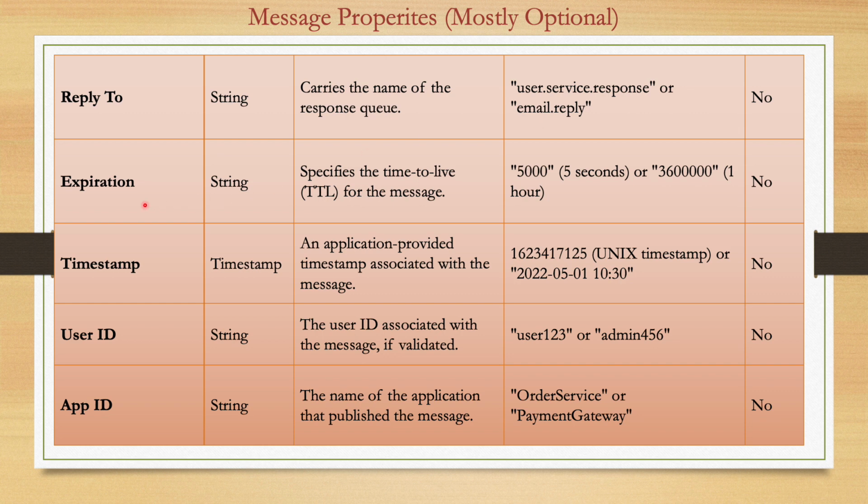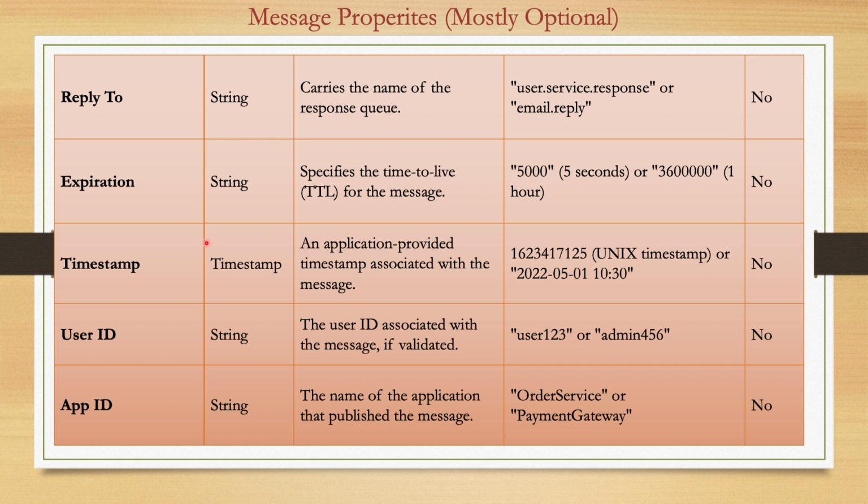Expiration. Expiration specifies the time to live, TTL, for a message. It determines how long a message remains valid or available for consumption after being published. The expiration property is typically set as a time duration in milliseconds or as a specific timestamp. Messages that exceed their expiration time are considered expired and may be discarded or dead-lettered by the broker. For example, setting the expiration to 5,000 means the message is valid for 5 seconds before it expires.